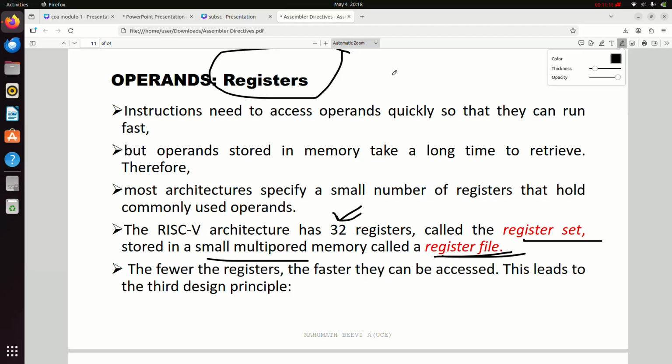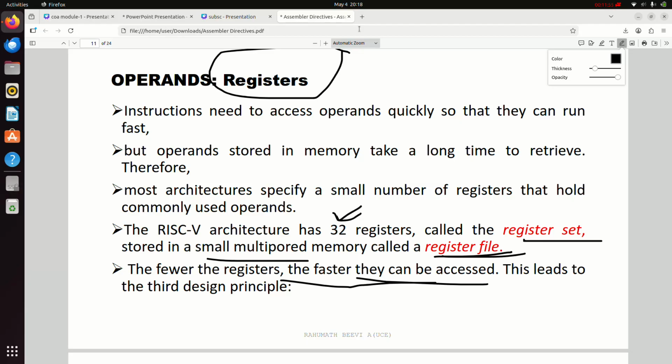The CPU works only with the register. The RISC-V has 32 registers. These are called the register set. Now these registers are stored in a small multi-port memory, right? These registers are stored in a small multi-port memory that is called the register file. Fewer the registers, the faster they can be accessed. This led to a third design principle. If you understand, the number of registers is less, then that much faster it can get accessed. So fewer the registers, the faster you can access them.